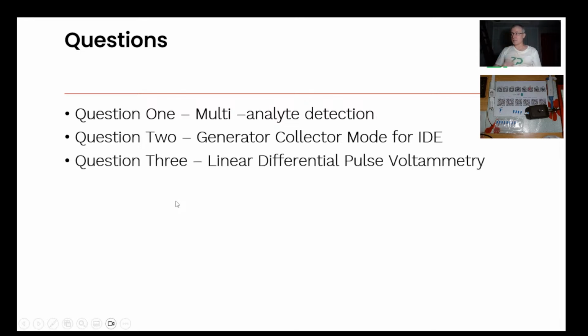Question number 3, linear differential pulse voltammetry. I do have some slides on this, and I am going to answer the question, but when I was preparing it I was thinking, right, I'm running out of time now, and I need to do this webinar, but I think I can do a better job on this.